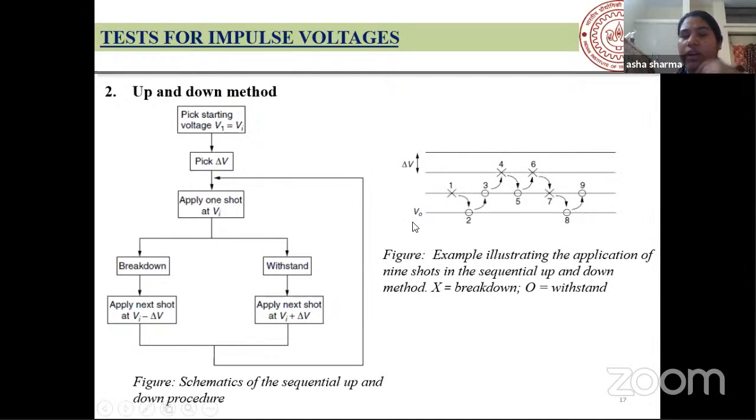In the pictorial diagram, the same thing is shown: the X means breakdown, and the circle represents withstand. If a breakdown occurs, we come to the lower level. Then if it sustains that voltage, we raise the voltage and again check for breakdown. Again it sustains, then we raise the voltage again and see the breakdown probability. If the breakdown occurs, it comes down. In this way we do the up and down method for impulse voltages.